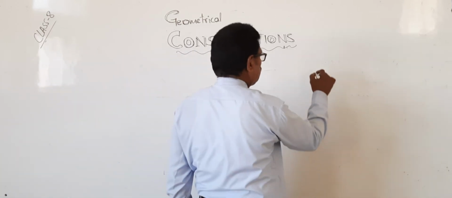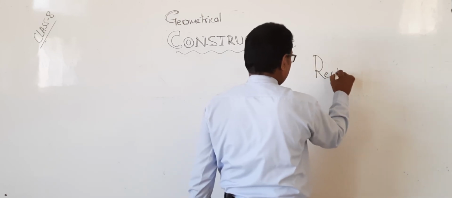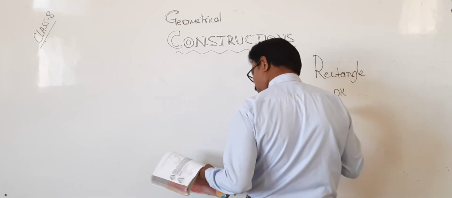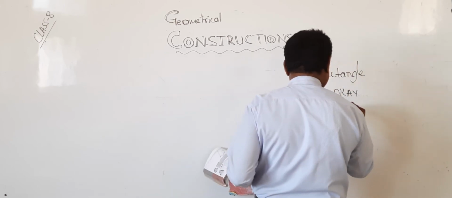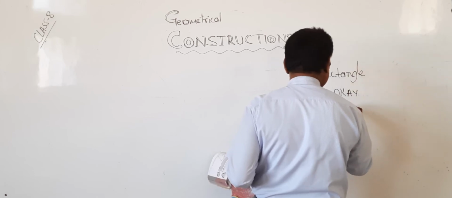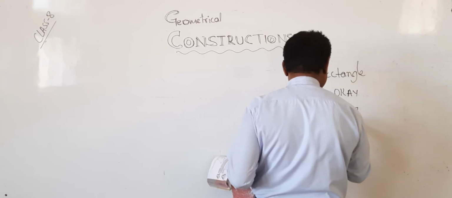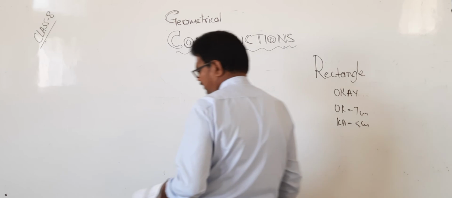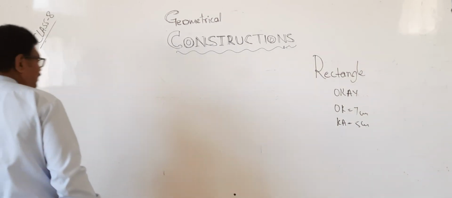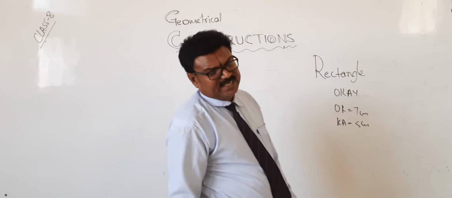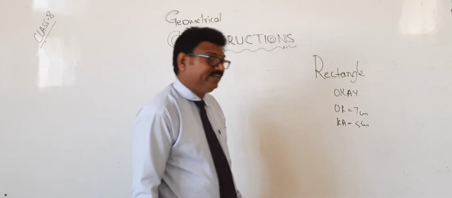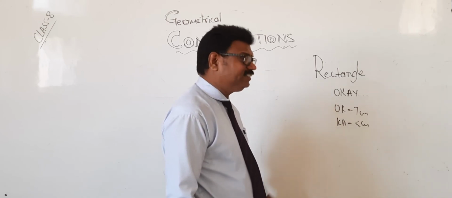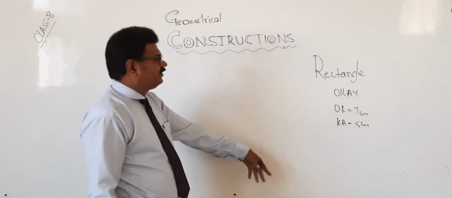Rectangle, okay. Okay, 7 centimeters. KA 5 centimeters. Here. But here he has given only 2, means indirectly he has given 5 elements. Not only 5 elements, again 2 plus 4, 6 elements he has given. Okay na? So how he has given, you see.